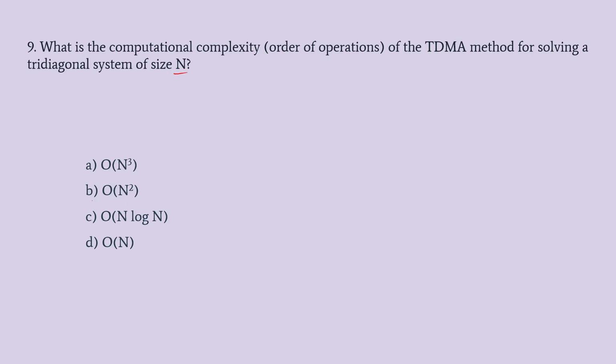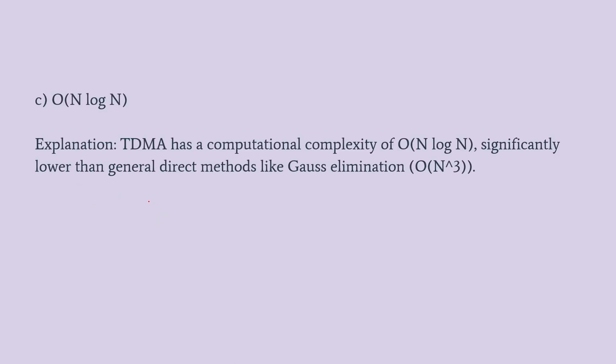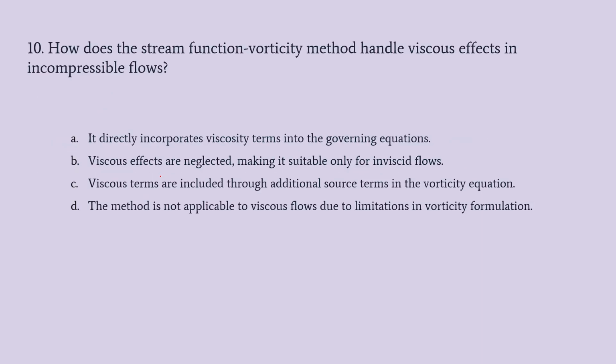You can inbox your answers. No, it's not option B. It's actually option C, order of n log n. Computational complexity of TDMA is n log n. Moving on to the next question.